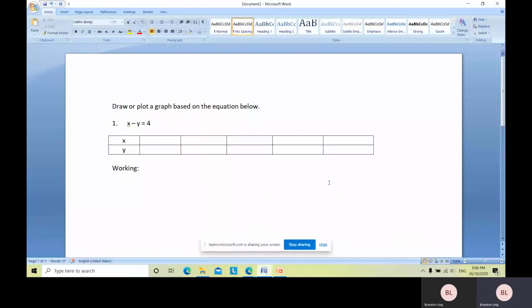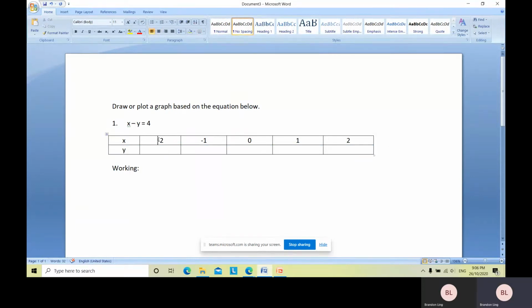Hi everyone, I'm going to show you how to plot or draw a graph based on the following equation. Let's say we have an equation here, x minus y equals 4. For the x value, you can randomly choose any value that you want. Let's say you choose minus 2, minus 1, 1 and 2. The next step is to find out the corresponding value of y.